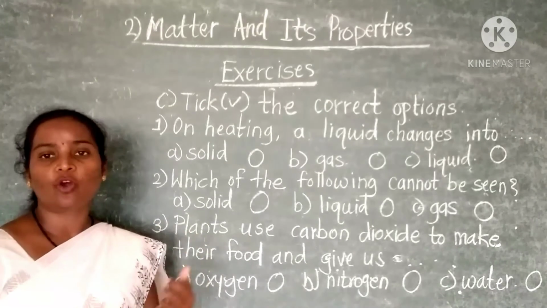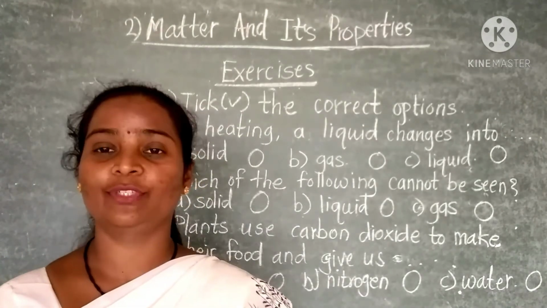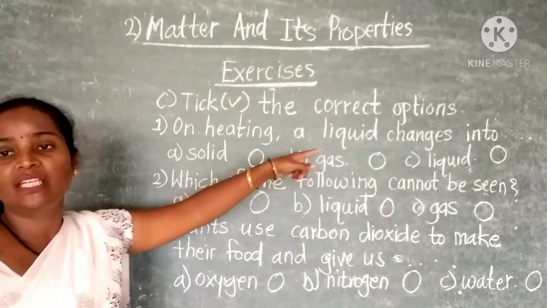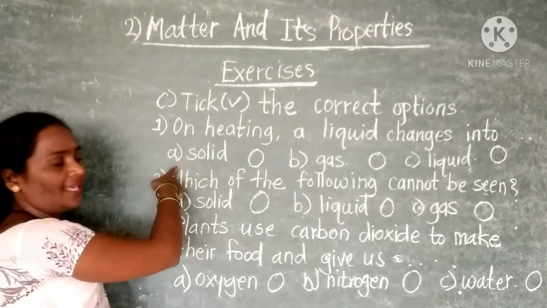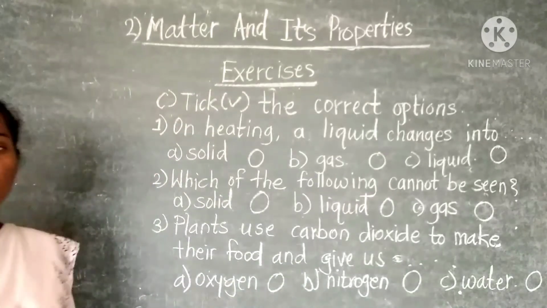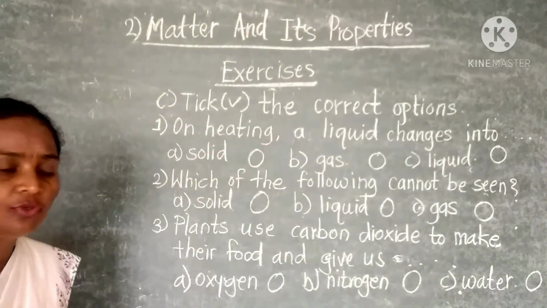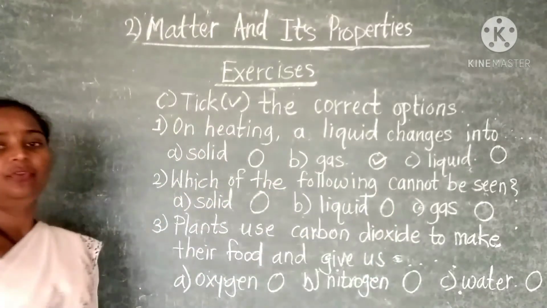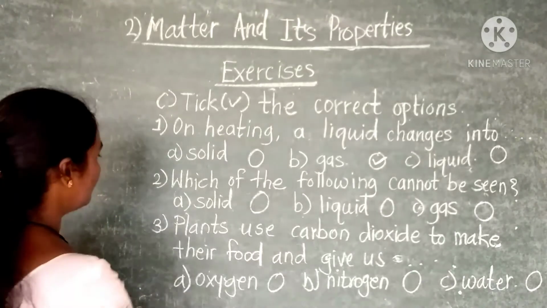Pick the correct options. You have to find the correct options and tick them. First, on heating, a liquid changes into... You have the options A, solid, B, gas and C, liquid. What will be the answer? It is gas. A liquid can change into gas on heating.